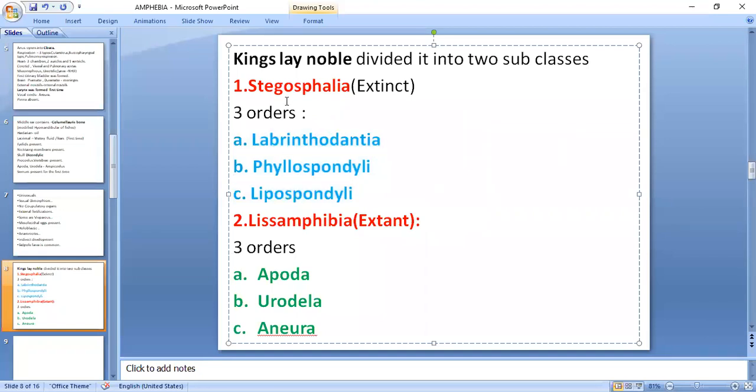So Amphibia is divided into two subclasses, Stegocephalia and Lissamphibia. Stegocephalia contains Labyrinthodontia, Phyllospondyli, Lipospondyli. And Lissamphibia contains three orders again: Apoda, Urodela, and Anura. The Stegocephalians are extinct, they are not living at present, whereas Lissamphibians are extant, that means they are living now. Anura includes the frogs. Anyway, this is today's class. Let's continue.